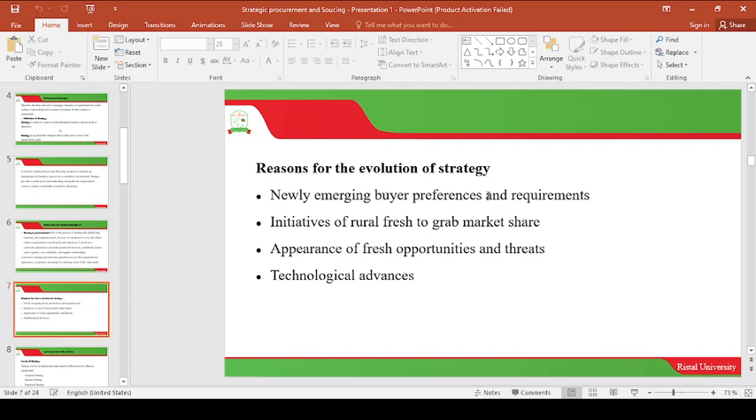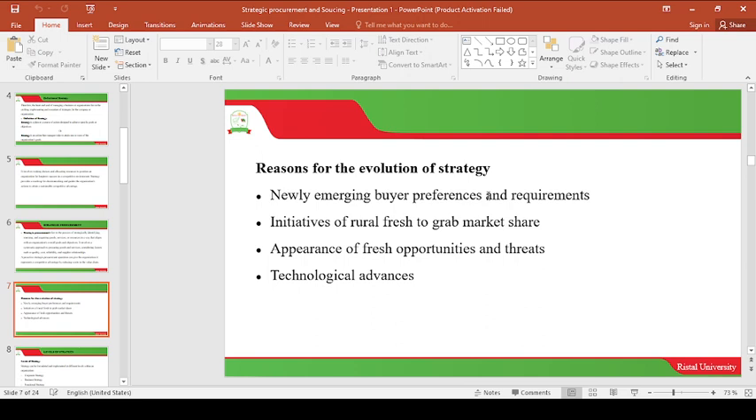organizations or companies come up with strategies to overcome threats that attack them. Also, they need to create opportunities. So through these strategies, they can easily create new opportunities.